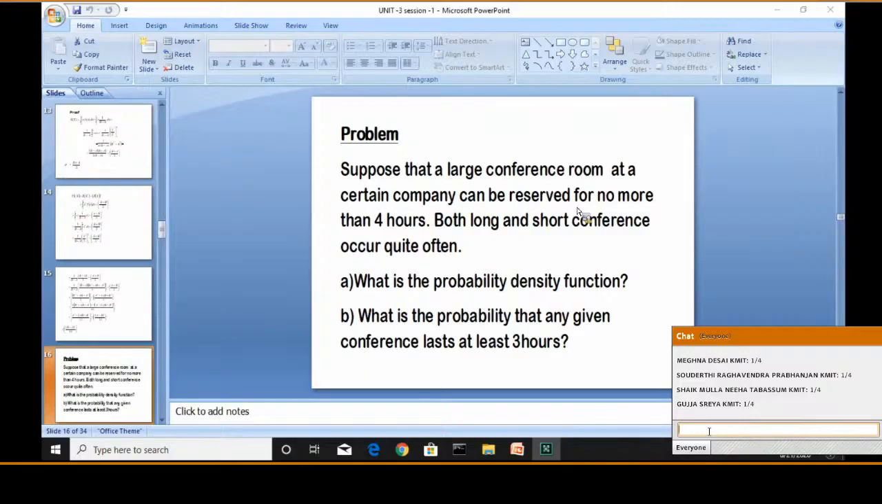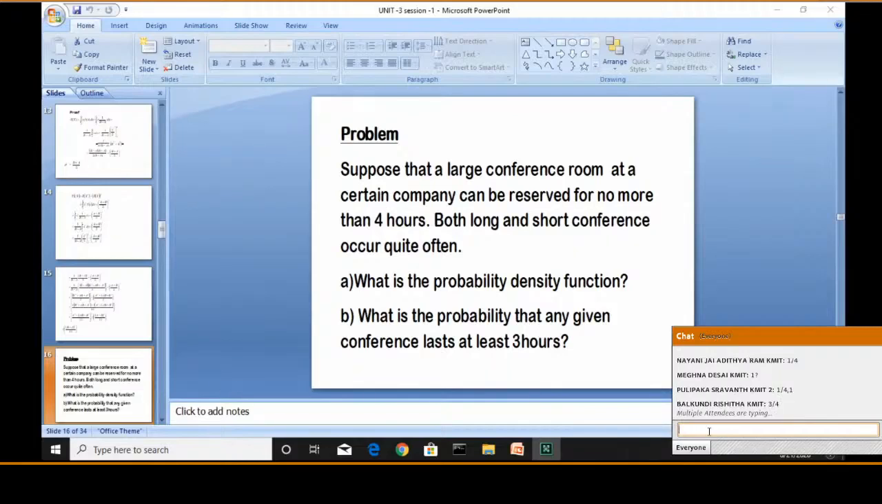Lasts at least 3 hours. Who is going to find that out? Let me see. Any answer? One answer has come. Is it 1, Meghna? How did you get it? Give me the clue, actually I am not getting it. One more answer has come.